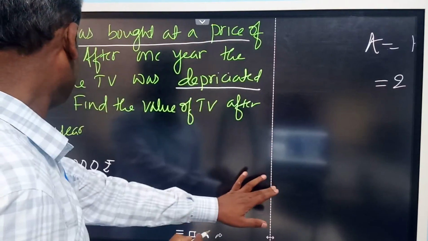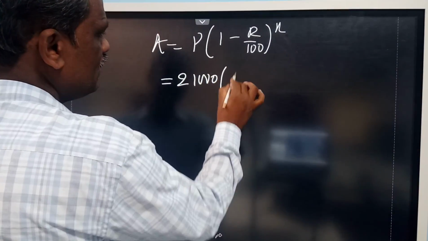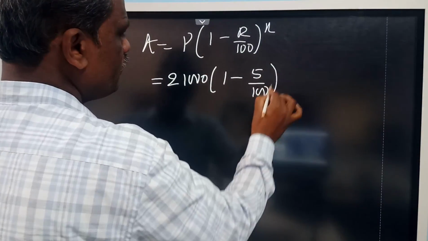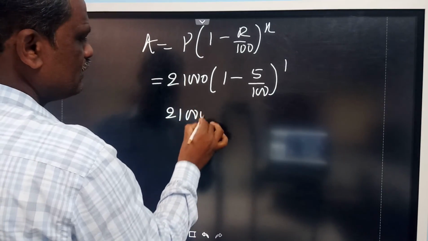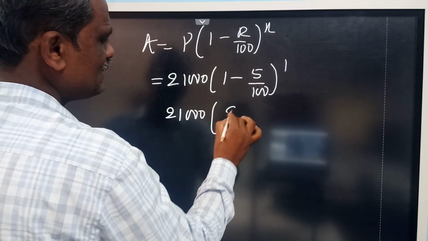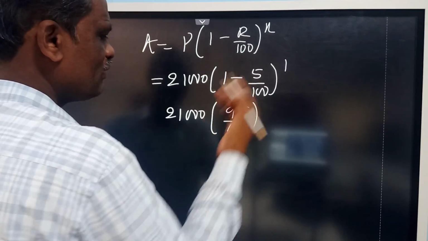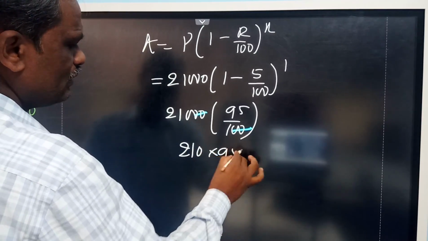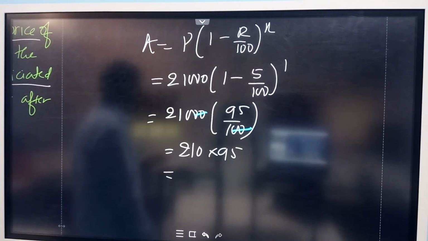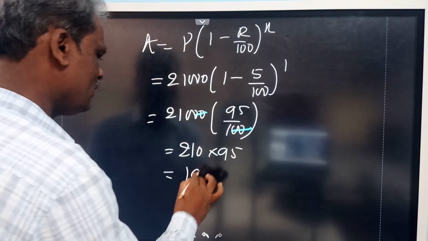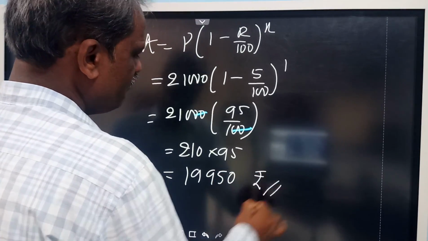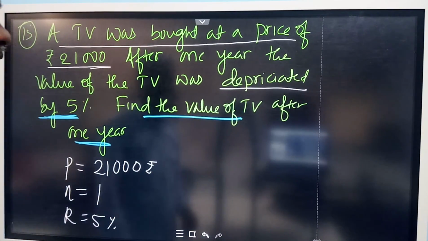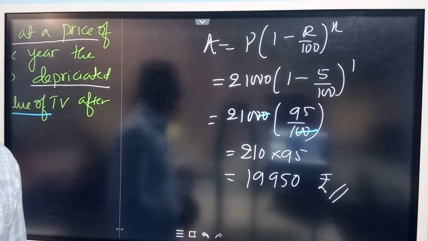So you can calculate. P value is 21,000, 1 minus R value 5% per annum whole to the power 1. So 21,000, it becomes 100 minus 5, that means 95 by 100. Whole to the power 1 means that much only. 20 you can cancel with the 20. 210 into 95. If you multiply, then what is the value? 19,950 rupees. This is the value of the TV after 1 year. Since it is a depreciation, value decreased here.